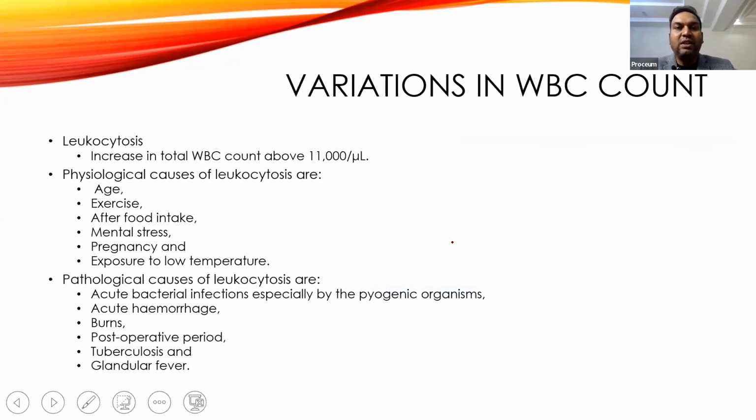Then come to the variations in the WBCs. There can be an increase in the count or a decrease in the count. Whenever there is an increase in count, that condition is called leukocytosis. And whenever the count goes above 12,000, we consider it as leukocytosis.